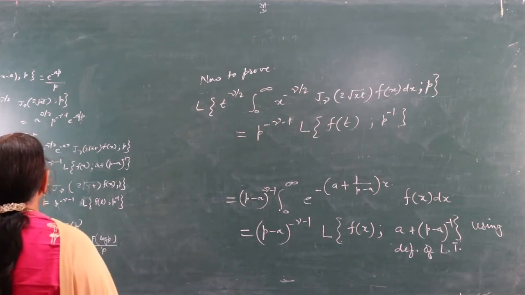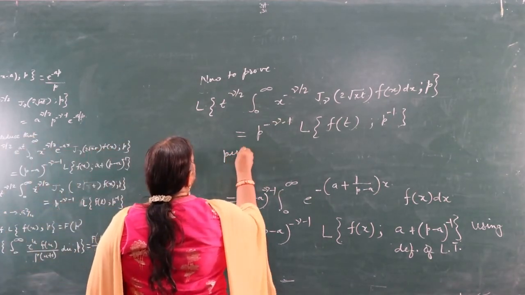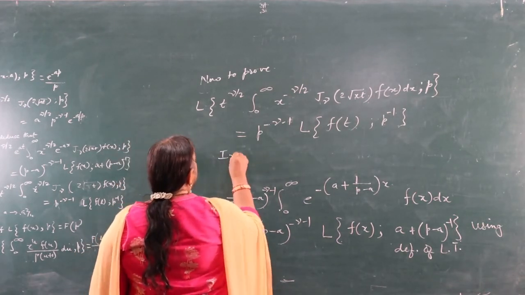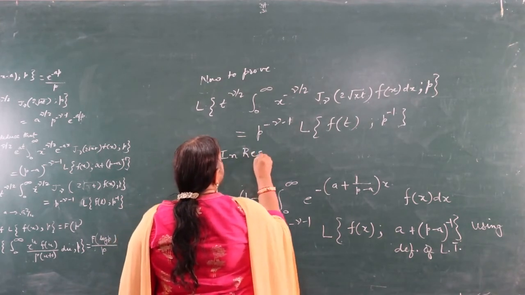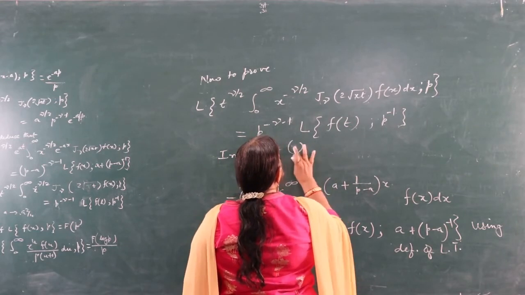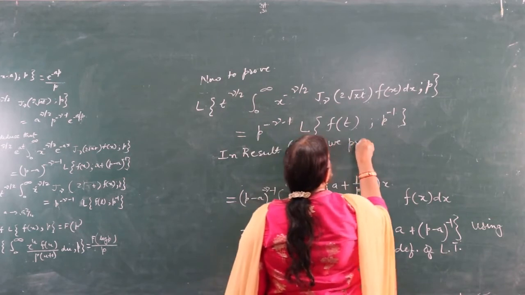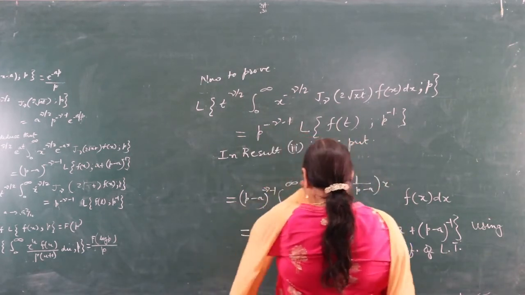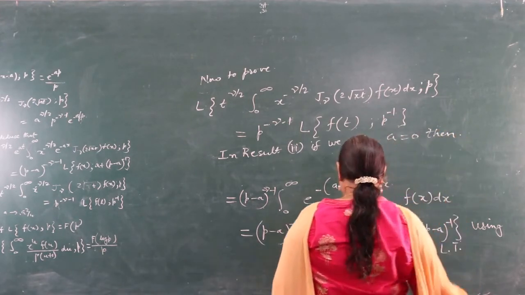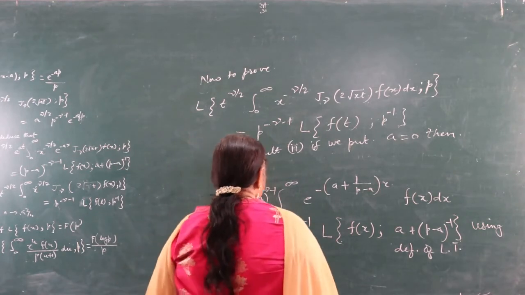In the above result, in result second, if we put a equals to 0, then we have the required result.